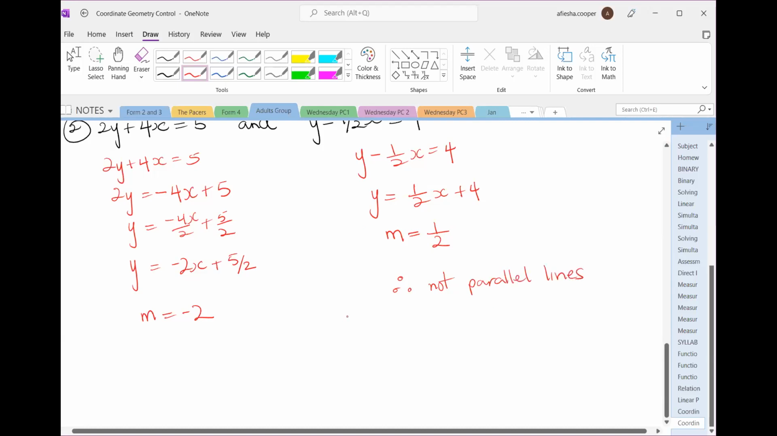So let's find out if they are perpendicular. In order to find out if they are perpendicular, we could call this m1 and m2. m1 times m2 is equal to -2 times a half, and that gives us -1. So therefore, the lines are perpendicular.